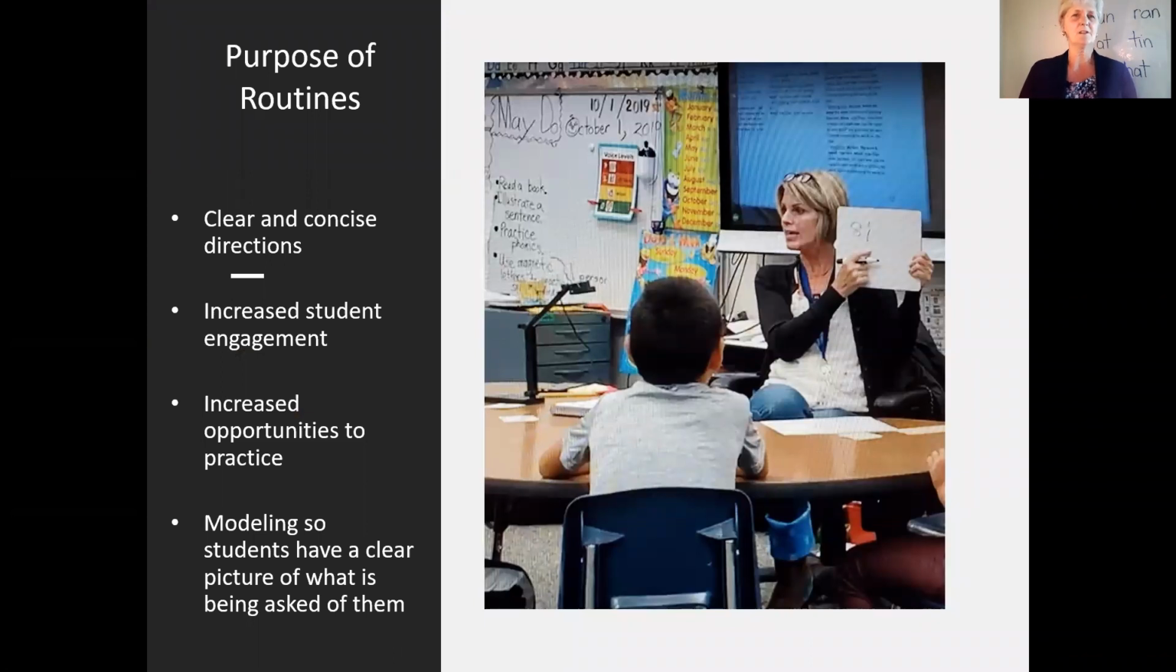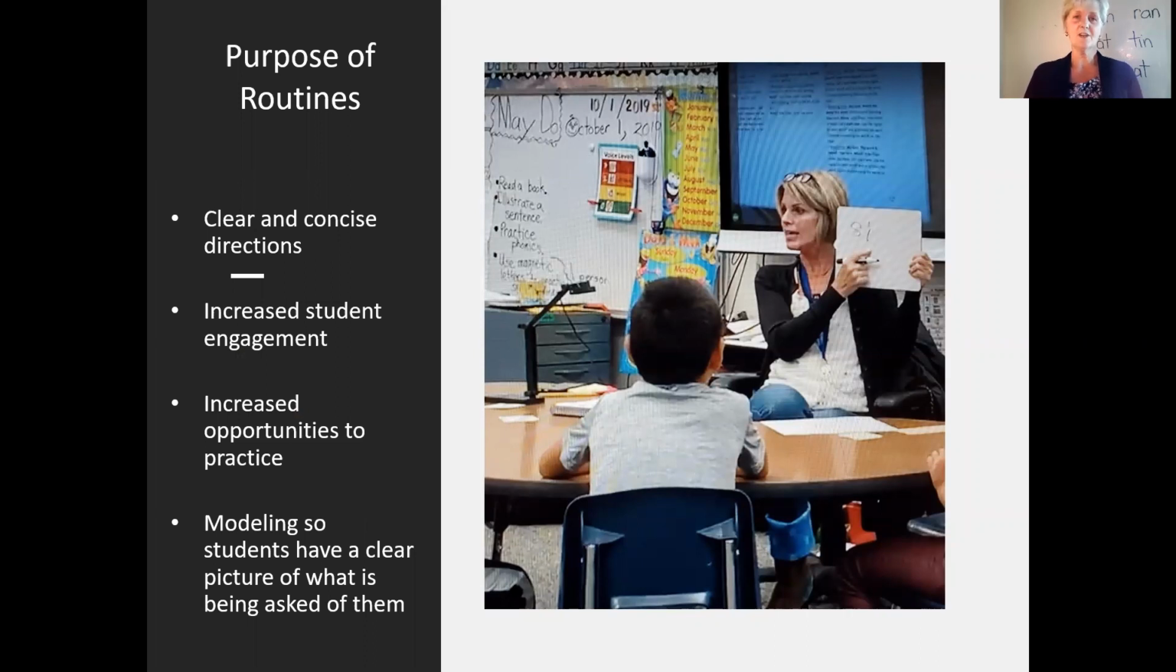Let's talk a little bit about why we use routines. One of the things we know from the last little bit of work we did was that students need to be able to take a skill and practice it 5, 7 times a day, 20, 200 times, 300 times to be able to take it into long-term memory. So when we are working with the foundational skills, there is very little that's about inquiry or guessing. So we want students to have clear and concise directions so they know exactly what's going to be happening.